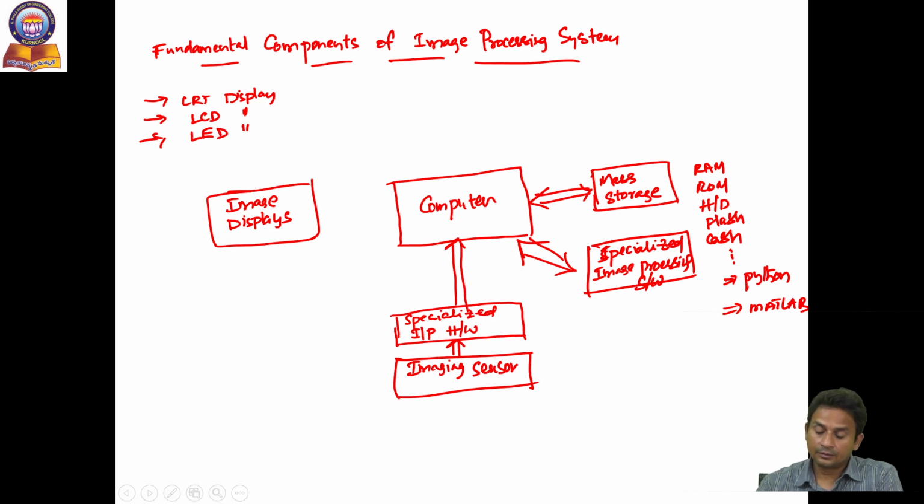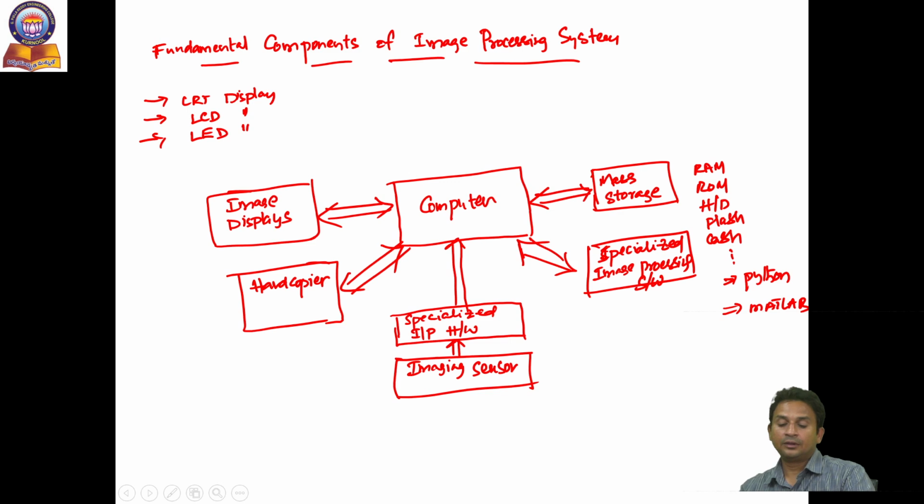And if you want to take a hard copy of any processed data, we need to have a hard copier, which is basically a printer. So this is the standard hardware requirement to design any image processing application, right?